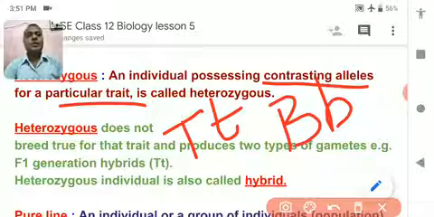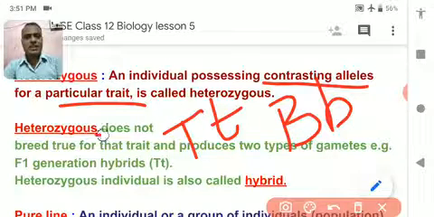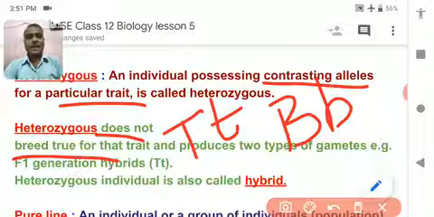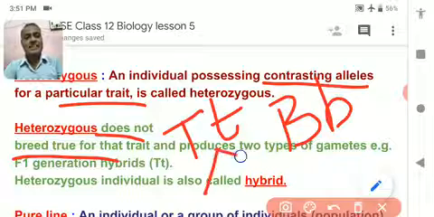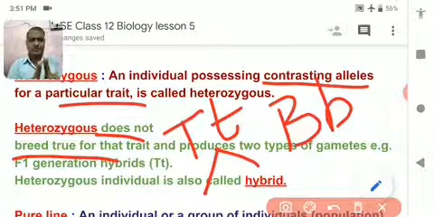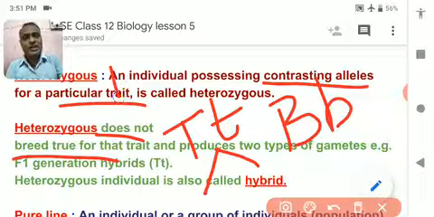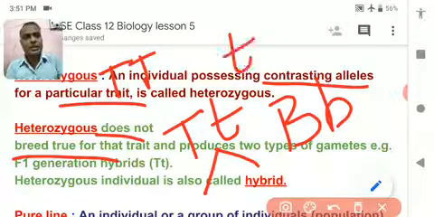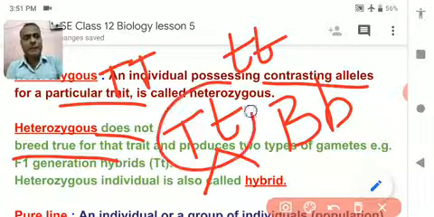Understood? So heterozygous does not breed true. Heterozygous does not breed true because it is a hybrid of two different varieties. The pure varieties were capital T capital T and small t small t, and it is the hybrid between the two varieties.